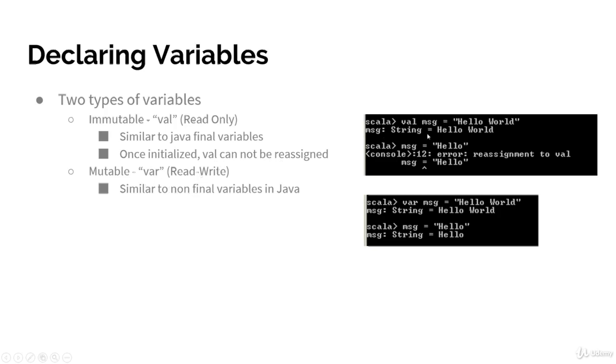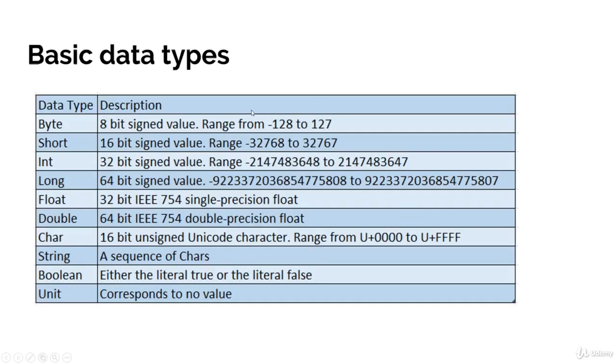As you can see in this screenshot, val message equal to hello world, and then I assigned it, and when I try to reassign message, it is giving me an error. But if it is a var, it will allow me to assign a different value, and as you can see, this is a string. So these are the basic data types available in Scala. There is nothing fancy here. If you have worked on Java, then you might find similarities here.